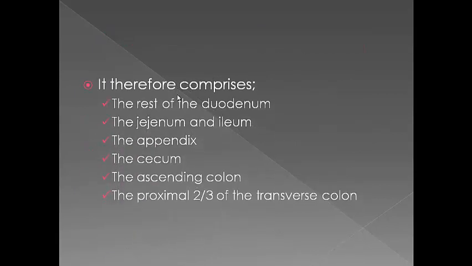Okay, so the organs that are considered the midgut are the rest of the duodenum, so basically the lower second part, the third part and the fourth part, the coils of the small intestine, so the jejunum and the ileum. We also consider the appendix, the cecum, the ascending colon, and the first or proximal 2/3 of the transverse colon. These are all the organs that are considered part of the midgut.